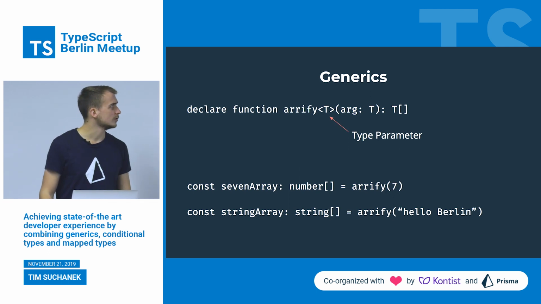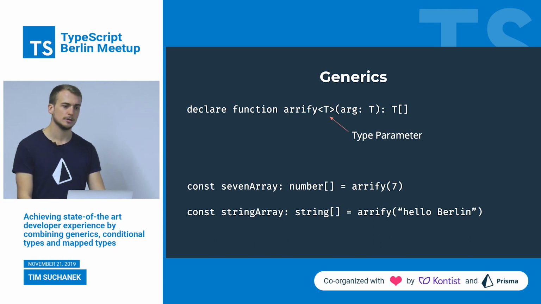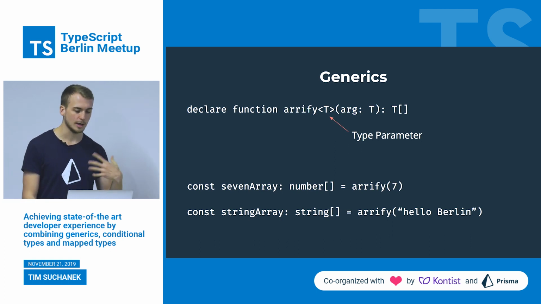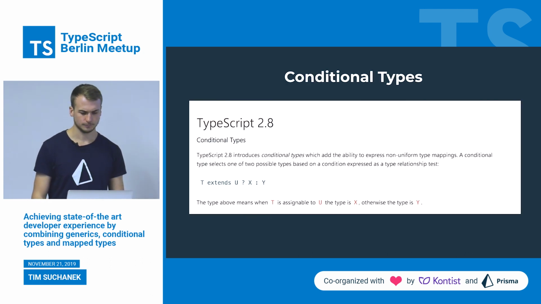And what you see, this is called T. So this is basically now a variable in our type system, and we will later use this a lot in order to calculate more complex types.